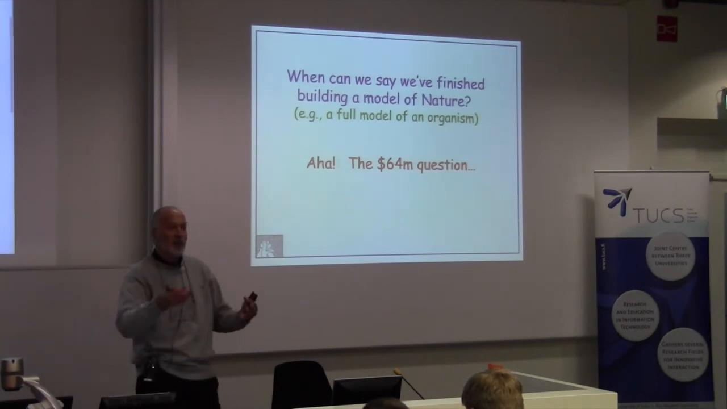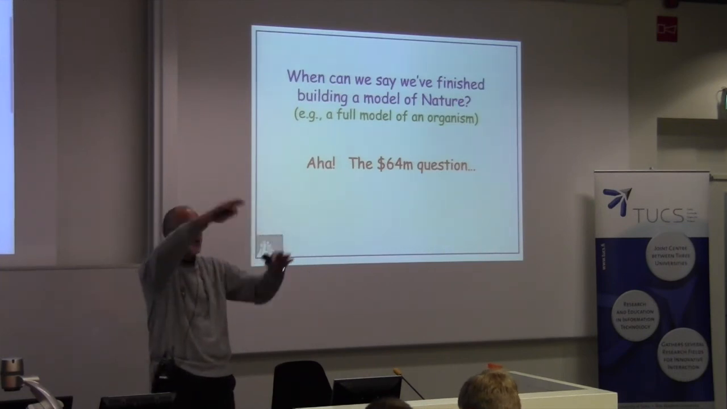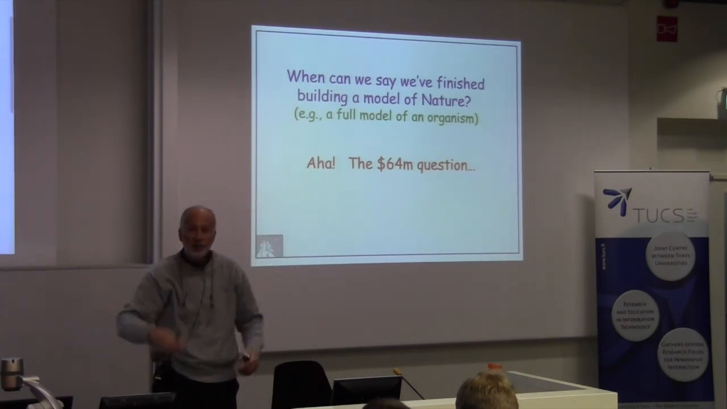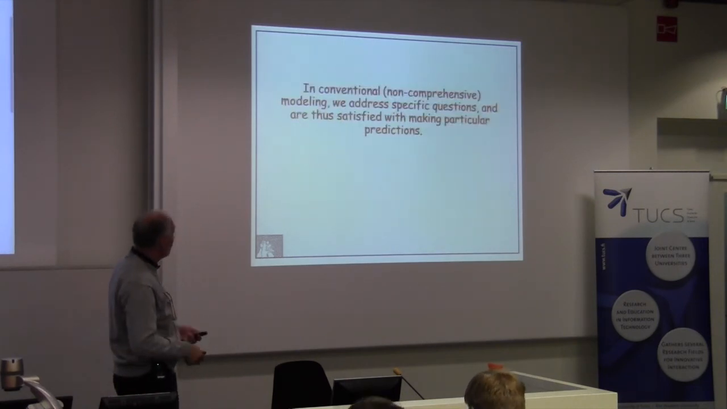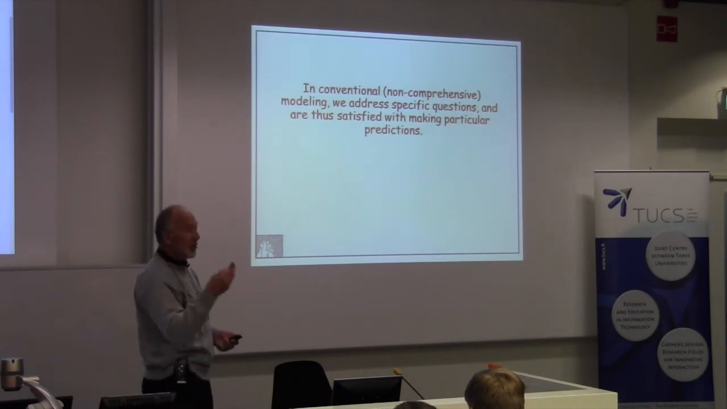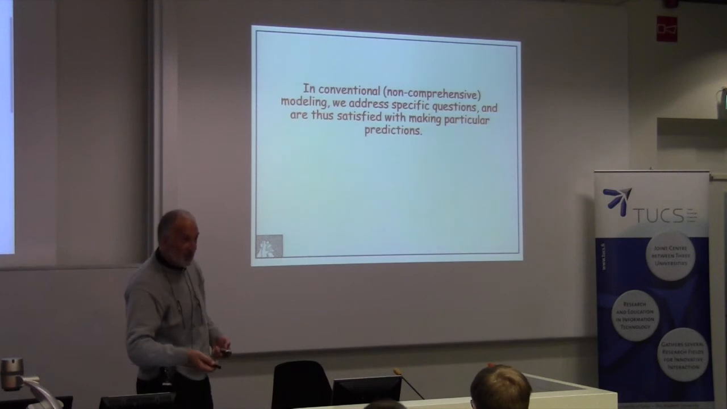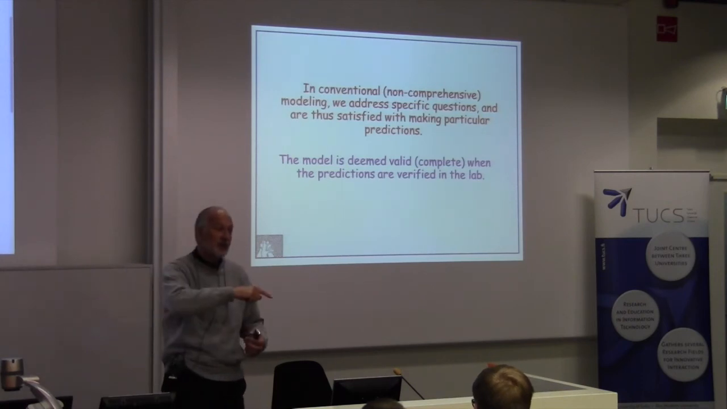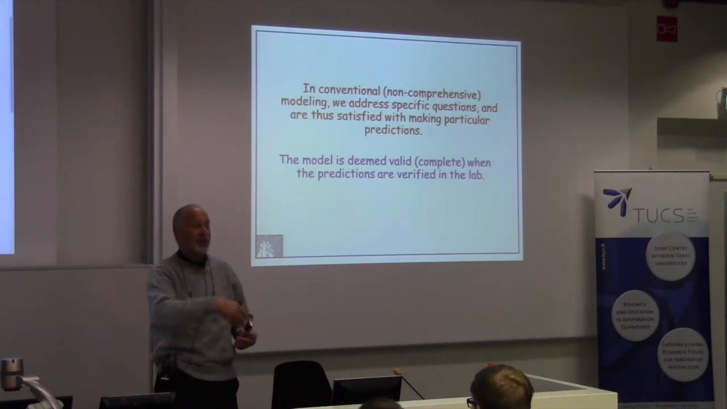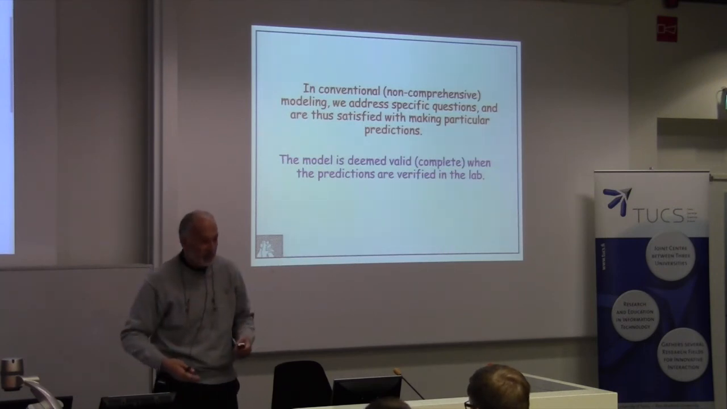And then the question of what is the criterion for success becomes the important question. Because if you put the challenge up there on the horizon, you have to know when you're approaching it or when you've succeeded. So, as I said, in conventional modeling, you address questions that you have, and you are satisfied with making predictions. And once you've made predictions with your model, the model is valid when the predictions are verified in the lab. Until their predictions are verified, you have to improve your lab work or improve the model, and if you get a match, you've made your discovery.